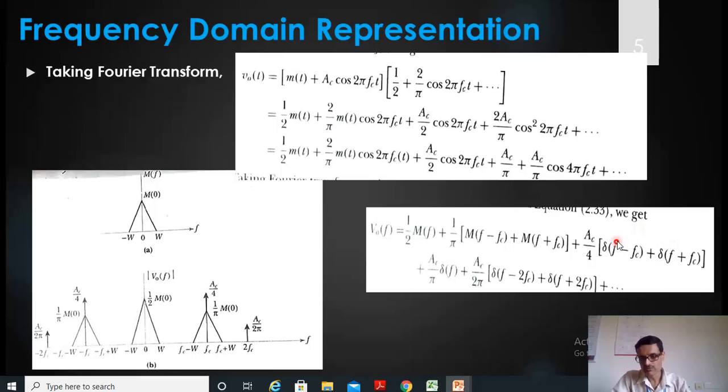What about this? We have a delta function at minus fc and plus fc. Anyway, so I have a delta function over here and on the negative side also. This is a delta function at the origin, right? Delta of f at 0. So there is a delta function at 0, which I think is not shown over here. There should be a delta function. Now, this one is a delta function at minus 2fc and plus 2fc. So we have a delta function at 2fc and minus 2fc.